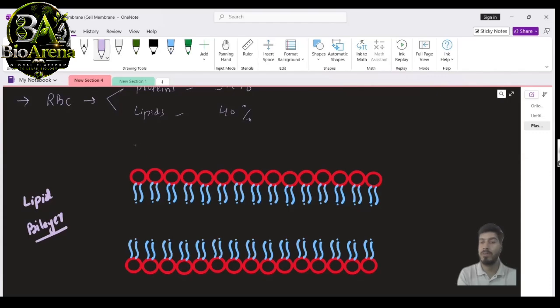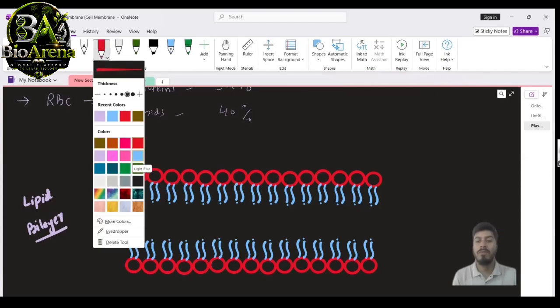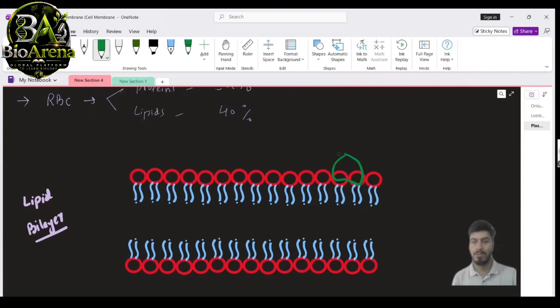First, let's talk about the proteins. Okay, the proteins can be peripheral. For example, here, they can be here. This is the peripheral protein. Okay, they can be here also. Yes, they can be here also. This is the peripheral protein.